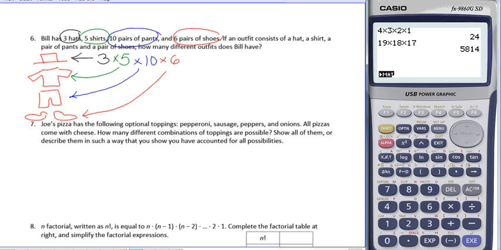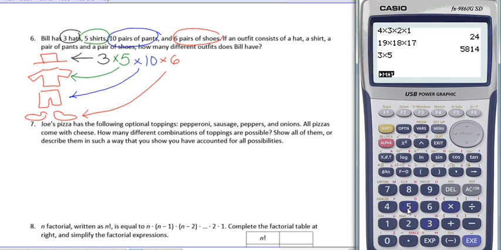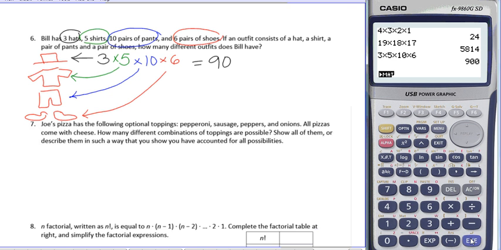So how many outfits are total? 3 times 5 times 10 times 6. I have 900 different outfits that Bill can create from his closet.